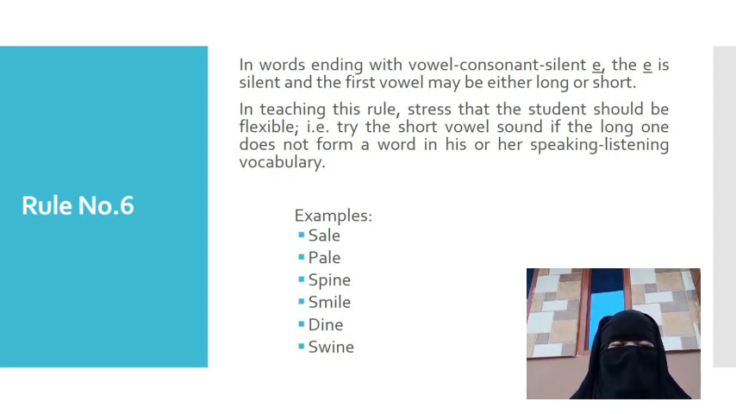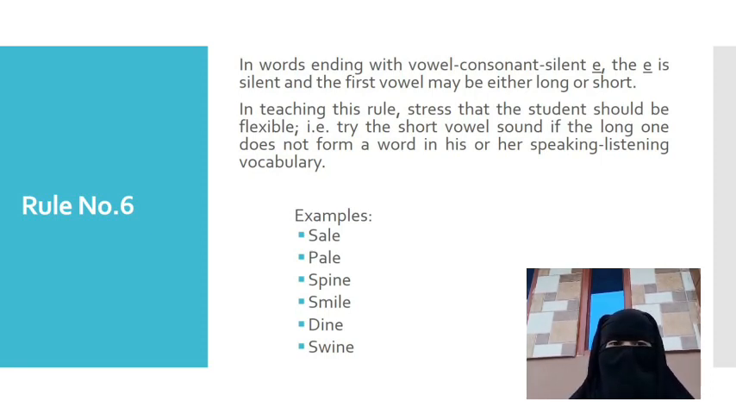Rule number 6: in words ending with vowel, consonant, silent E, the E is silent and the first vowel may be either long or short. But try the long sound first, like in these examples: sail, pale, spine, smile, dine, swine.